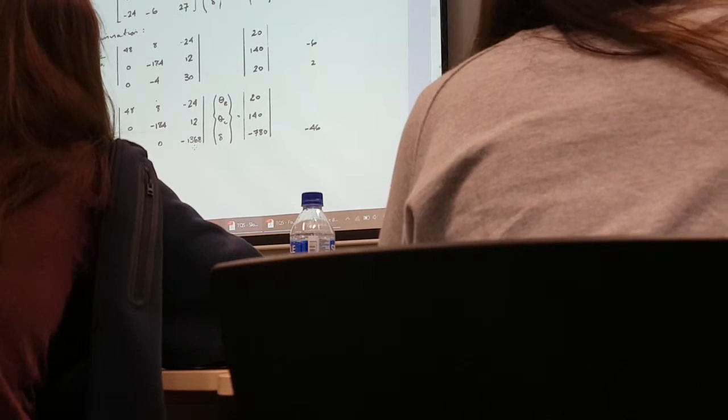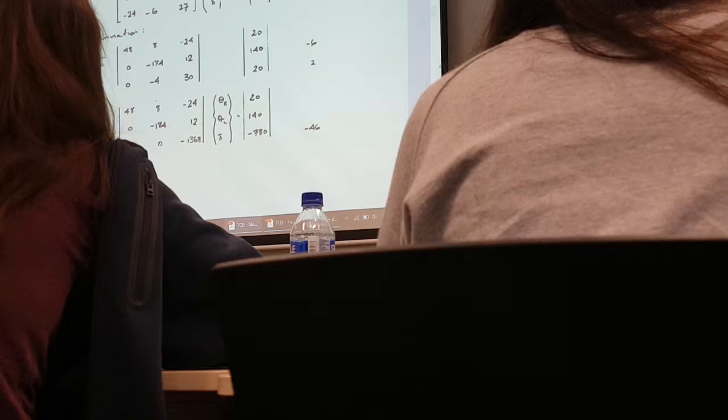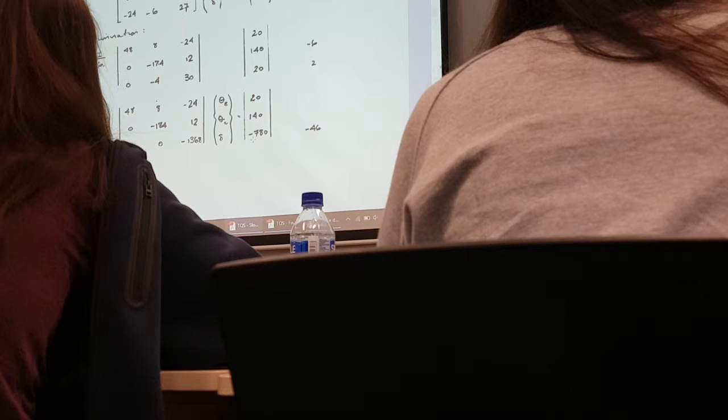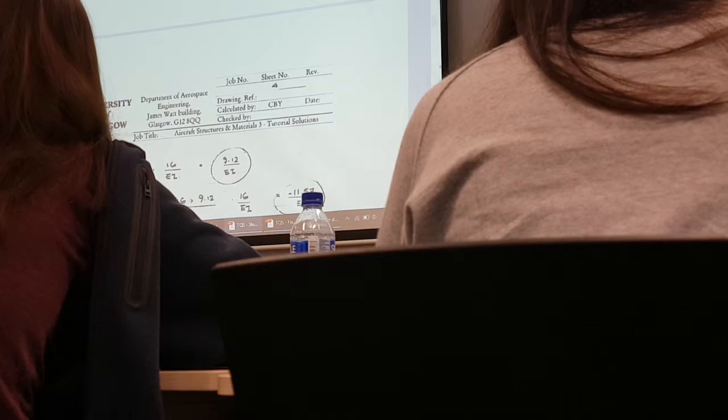So what does the last row say? The last row says that, because this is 0 multiplied by theta b, 0 multiplied by theta c, it's actually 1368 multiplied by delta equals minus 780. That's where your first expression over here comes from. So from that, you can get that delta is equal to 2.12 divided by EA.